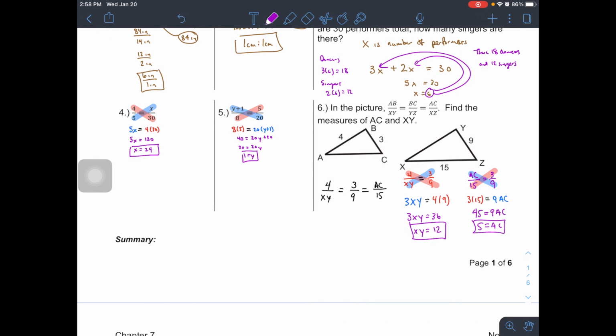So that'll complete our lesson on ratio and proportions. Make sure you complete that summary.